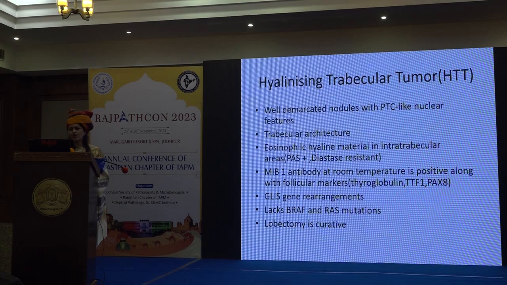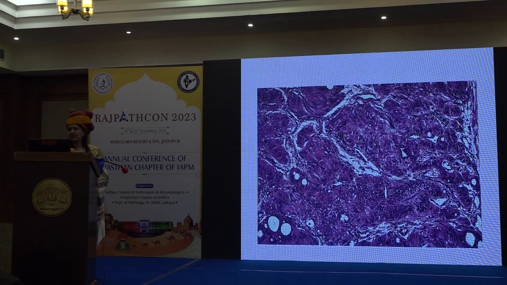they have put this entity also into the low risk tumors, as they are well demarcated nodules with PTC-like nuclear features, but they have a trabecular architecture and eosinophilic material in the intertrabecular areas, and they are MIB1 antibody positive along with all the thyroid or follicular markers. They lack both types of molecular mutations, that is RAS as well as BRAF, and that is why they separated this entity. Their prognosis is in between the follicular adenoma and a malignancy, and therefore they have put this entity into the low risk category. But here again lobectomy is curative, but clinical follow-up is important.